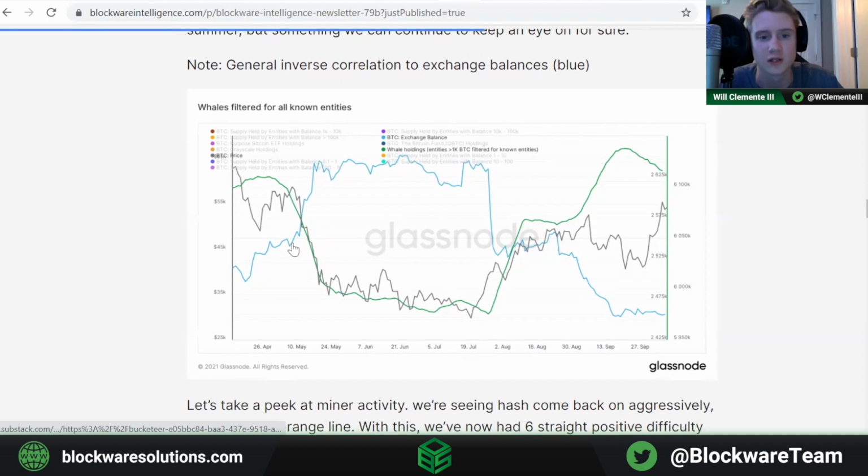And then you'll also notice the inverse correlation to exchange balances, which I think is interesting to point out. You see coins moving out of whale wallets onto exchanges, and coins moving to whales, coins moving off exchanges, right? And so you see this inverse correlation.